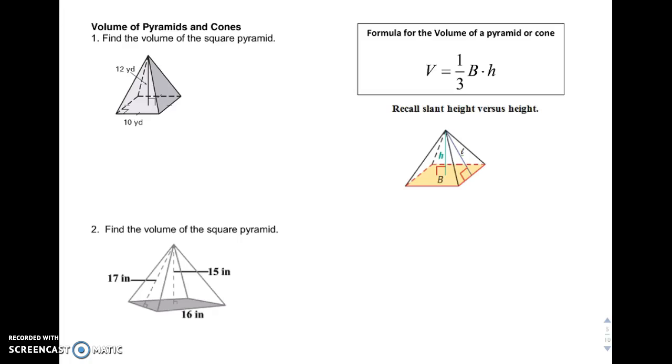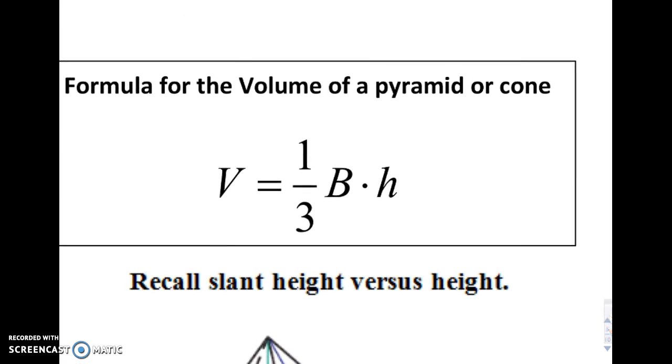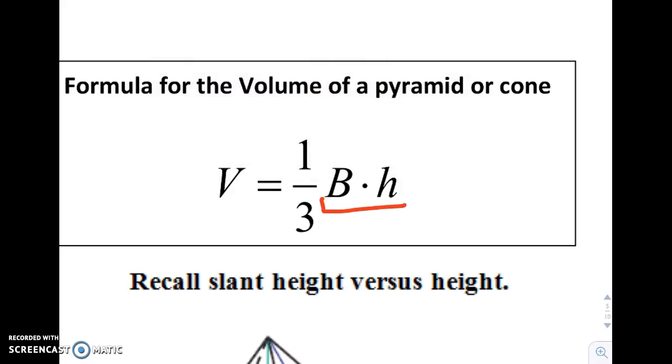Hey, we're going to pick up volume of pyramids and cones on page 5. We are going to change the formula just a little bit here from prisms and cylinders. You'll recognize the B and the H, again, the area of the base. But because we're talking about a volume of a pyramid, we have this additional part here, this 1/3.